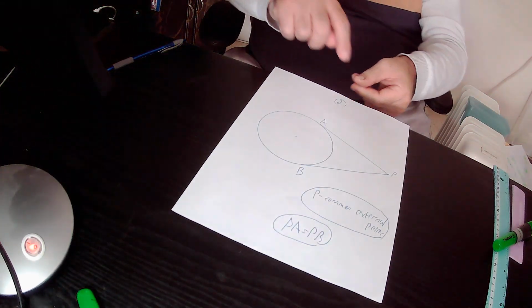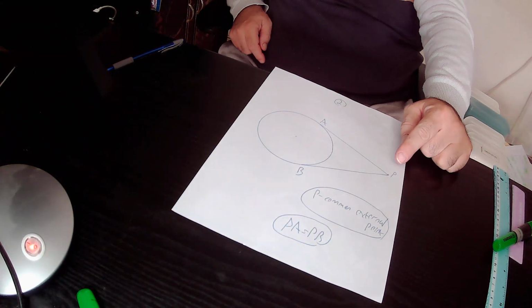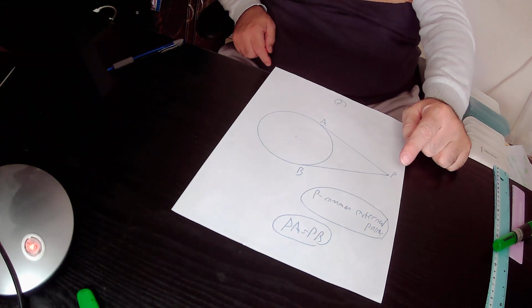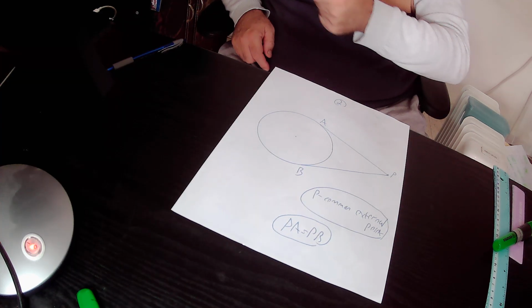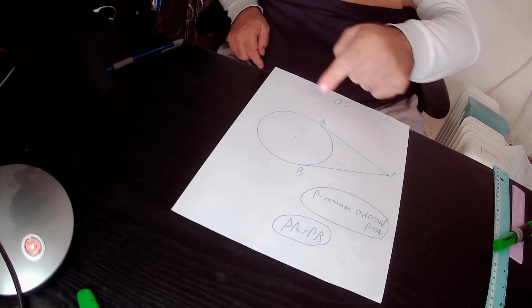In the drawing, the circle, this is the common point P. From this common point P, we have two tangents to this circle, tangent PA and tangent PB. According to this rule 2, they are equal to each other. That is to say, PA equals PB.